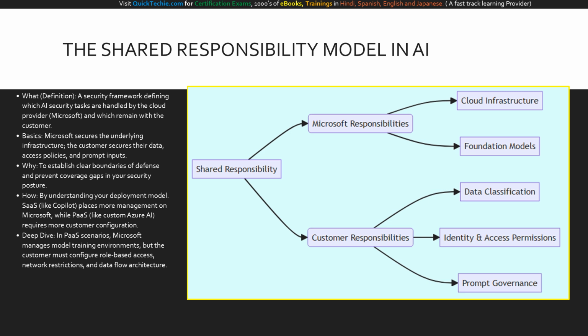This diagram makes it crystal clear. Microsoft provides a highly secure vault, but you are entirely responsible for deciding what data goes into that vault and exactly who holds the keys to open it. Understanding this split ensures you focus your security budget exactly where it belongs.